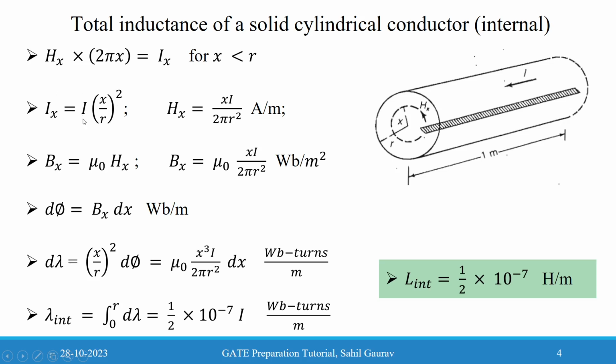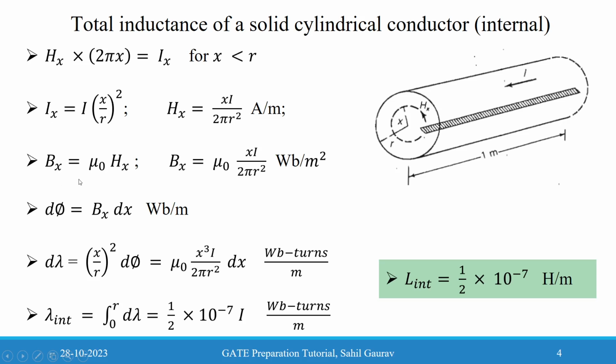I is the total current flowing through the conductor, and x is the radial distance over which we have considered this circle. We will get the relation Ix equals I into x squared divided by r squared for a solid cylindrical conductor. When you put this second expression Ix in the first expression, you will get Hx equals xI divided by 2πr squared.